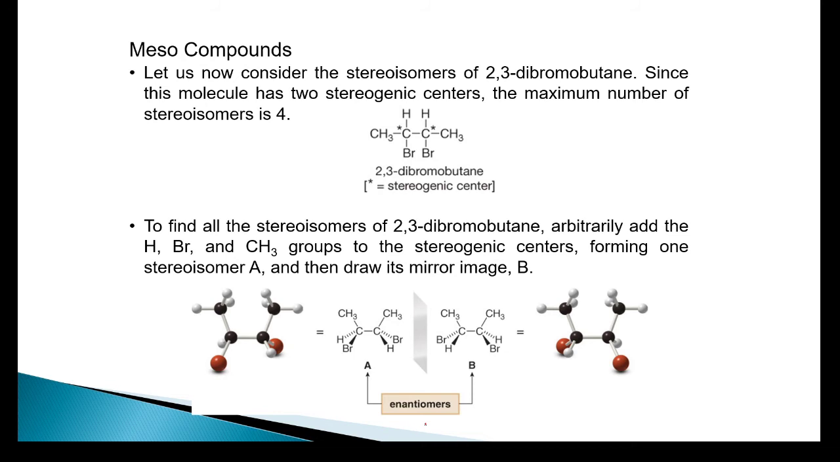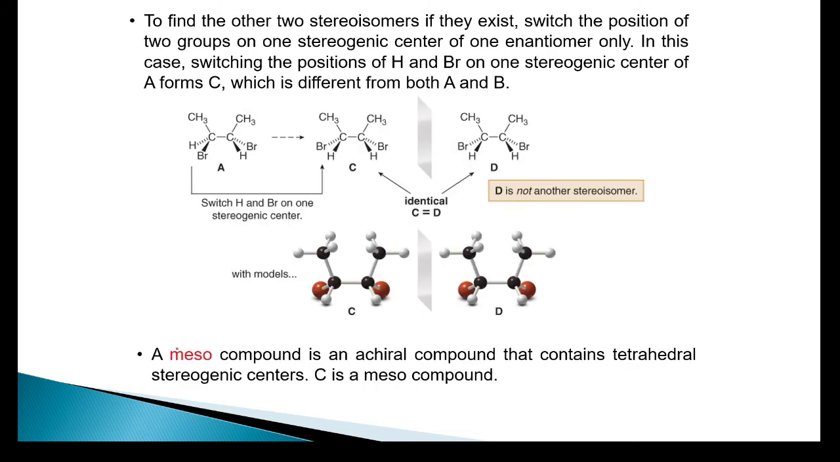So then you say to yourself, well, we just did this. So now I'm just going to switch one of these wedges with one of the dashes. Okay, so let's do that. We'll switch one of the wedges with one of the dashes. Boom, boom. We have our diastereomer to one another. Okay, so there's number 3. So we have A, we have B, we have C. And then our last step was draw the mirror image of that new compound.